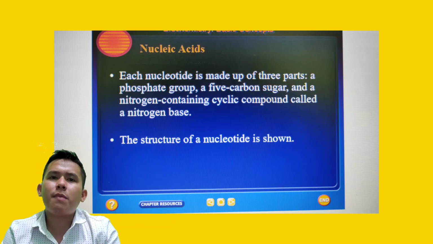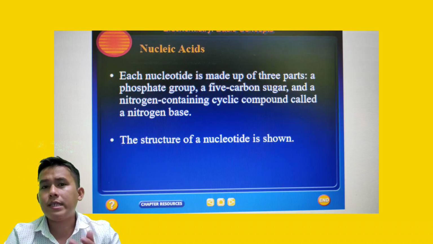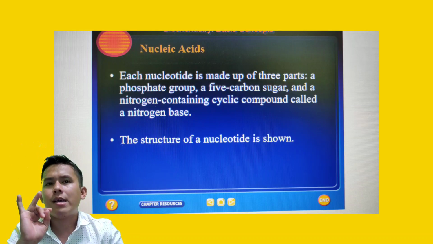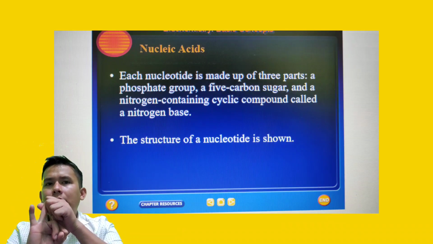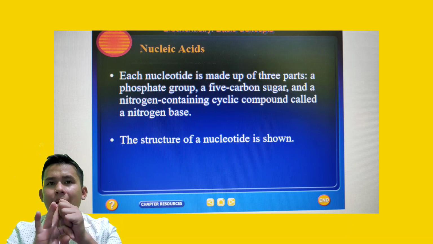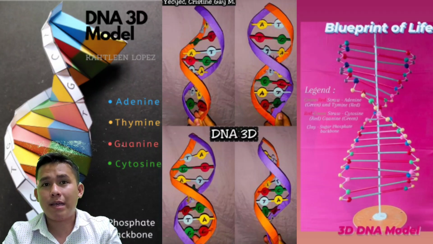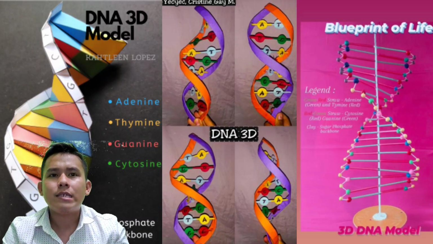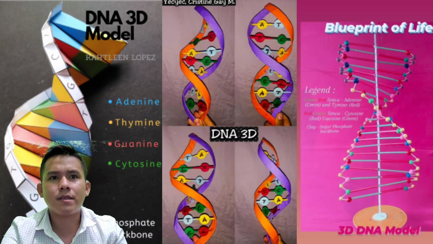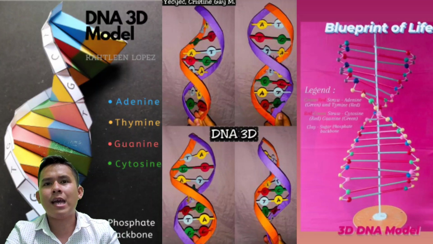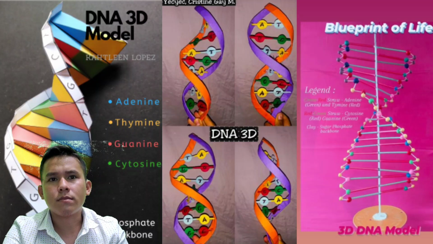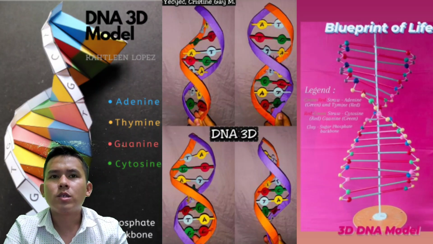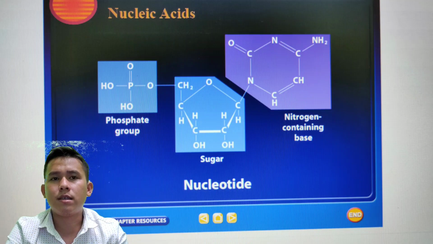Each nucleotide is made up of 3 parts. First, the phosphate group. The second is a 5-carbon sugar. And last is a nitrogen-containing cyclic compound called a nitrogen base. Here we have a structure of a nucleotide: the phosphate group, the sugar, and the nitrogen-containing base. Phosphate, sugar, then the base.